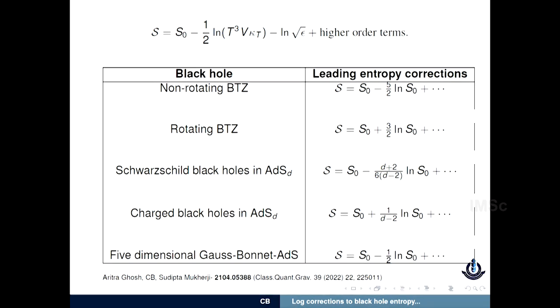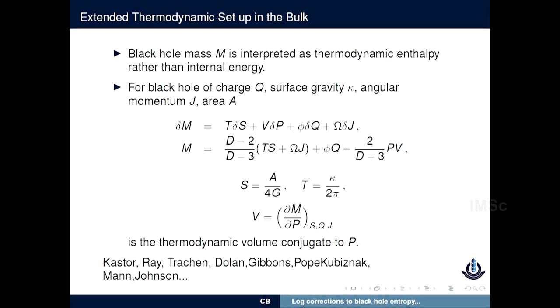Fortunately, there were some developments. So this was the setting in the bulk which existed. Just to summarize this part, you have a black hole with mass m. You interpret m as the enthalpy rather than internal energy. And this is the first law you get, and this is the Smarr formula. This last piece is the additional new piece.